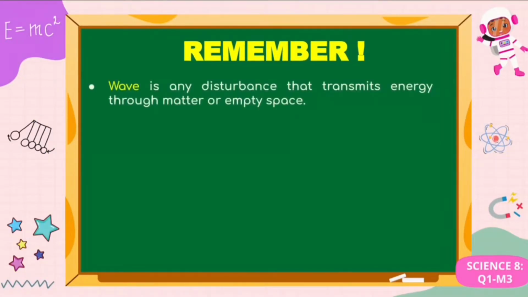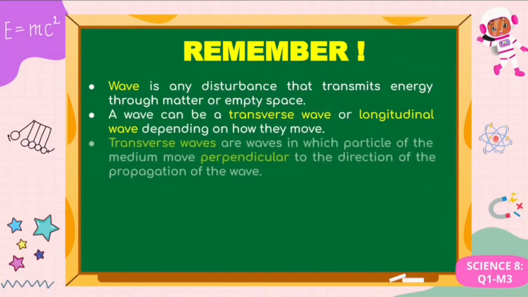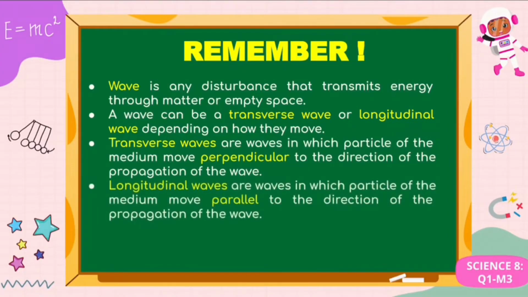Remember, a wave is any disturbance that transmits energy through matter or empty space. A wave can be a transverse wave or longitudinal wave depending on how they move. Transverse waves are waves in which particles of the medium move perpendicular to the direction of the propagation of the wave. And longitudinal waves are waves in which particles move parallel to the direction of the wave.